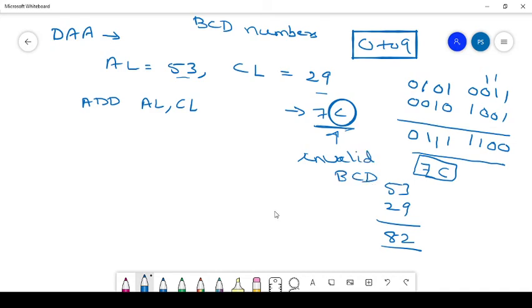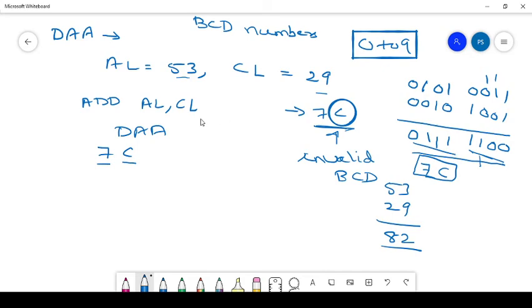So for that, whenever we are going to add these BCD numbers, immediately you have to write an instruction called DAA, decimal adjust after addition. So what is it doing? Whatever result we are getting, that is 7C. This is the lower nibble, and this is the upper nibble. Already I told that a byte is nothing but 8 bits. Nibble means 4 bits.